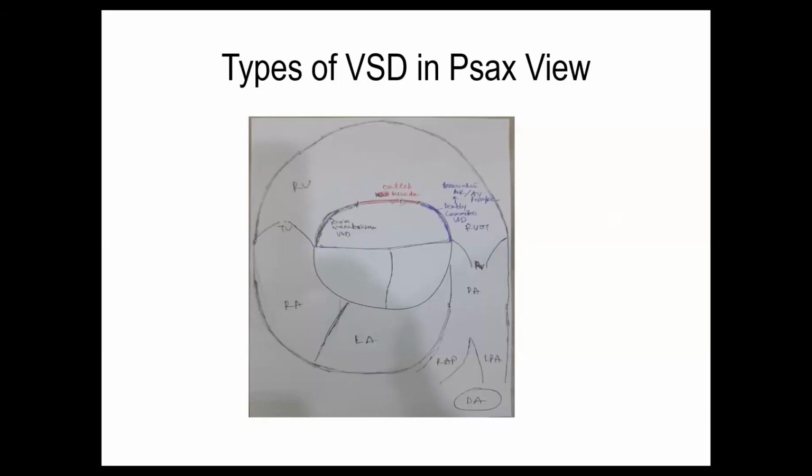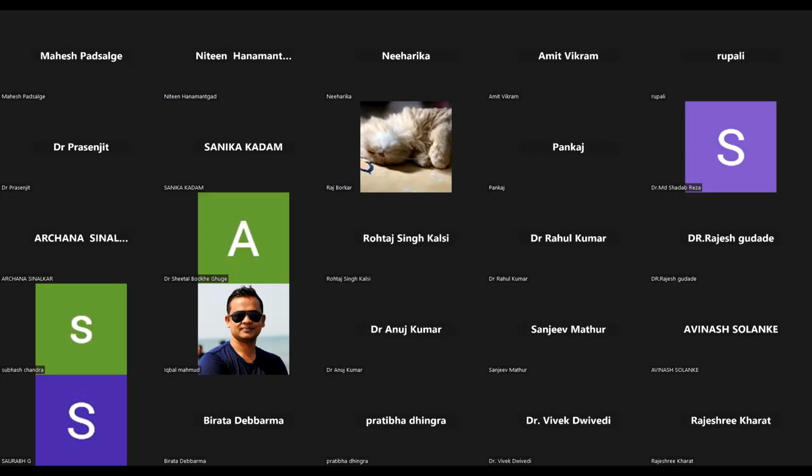So I think we are done with this. Let's move on to Dr. Shedab Raja. Shedab, do you have anything to ask? Sir, can you show this overriding of aorta, sir? Overriding of aorta, okay. That's known as tetralogy of Fallot, one of the features of TOF basically.